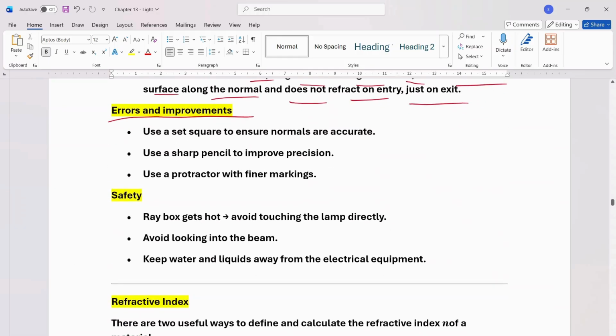Errors and improvement. Use a set square to ensure normals are accurate. Use a sharp pencil to improve precision. Use a protractor with finer markings.